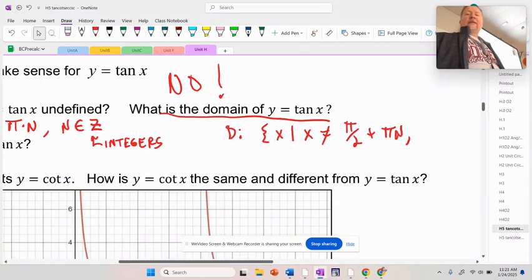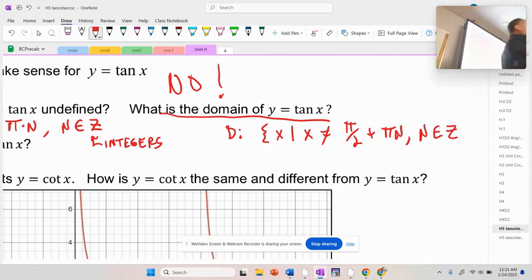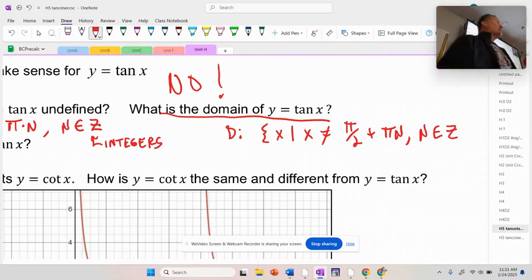And I'm going to write that NEZ one more time, just so you're writing it one more time, so that if you ever see it in the future, you could just say where n is an element of integers. Mathematicians are lazy. They don't want to write all those sentences. That's why they make symbols.